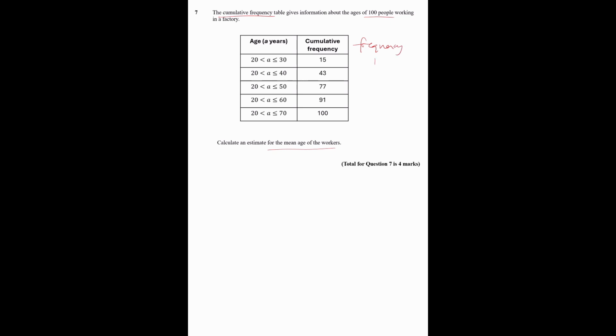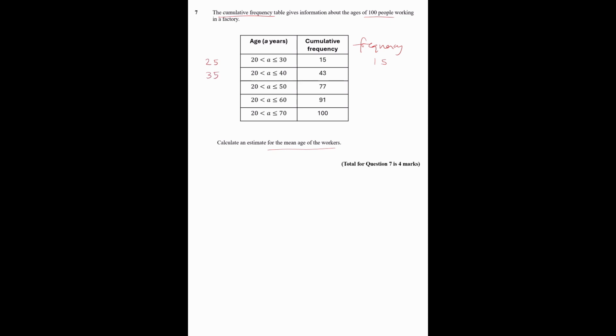So obviously, 20 to 30, I'm just going to use these. 20 to 30 is 15. So the midpoint, actually I might as well just put in the midpoint. So I'll just erase that. So the midpoint of 20 to 30 is 25. Then this would be 30 to 40, so the midpoint would be 35.